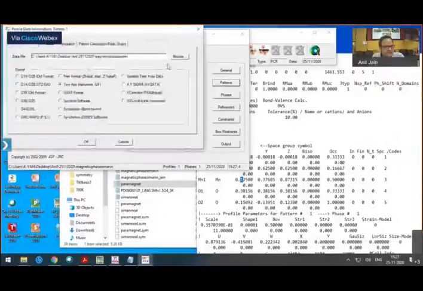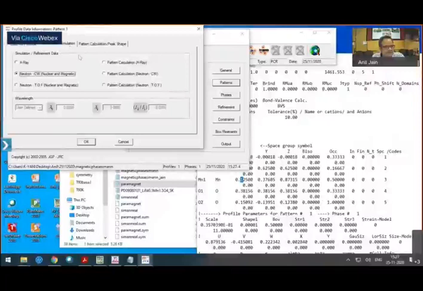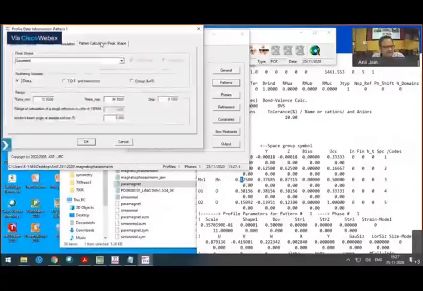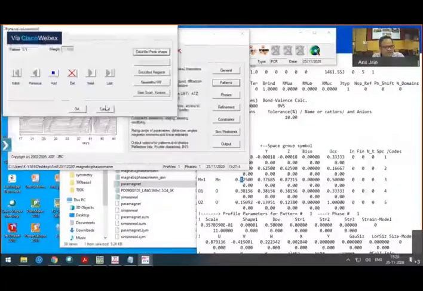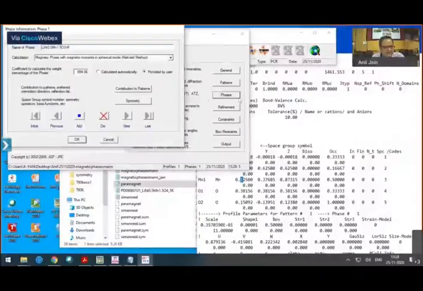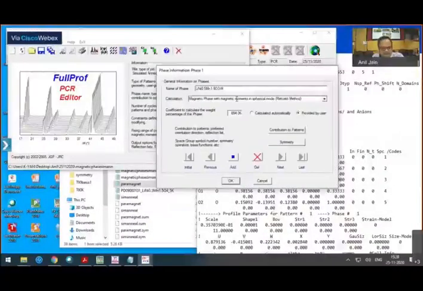Pattern, neutron constant wavelength. So it does not have a magnetic phase now. Now you see, in this magnetic phase what we have written is about this calculation. This means how it has to get the information about this magnetic structure. So what we have written here is a magnetic phase with magnetic moment in the spherical mode.